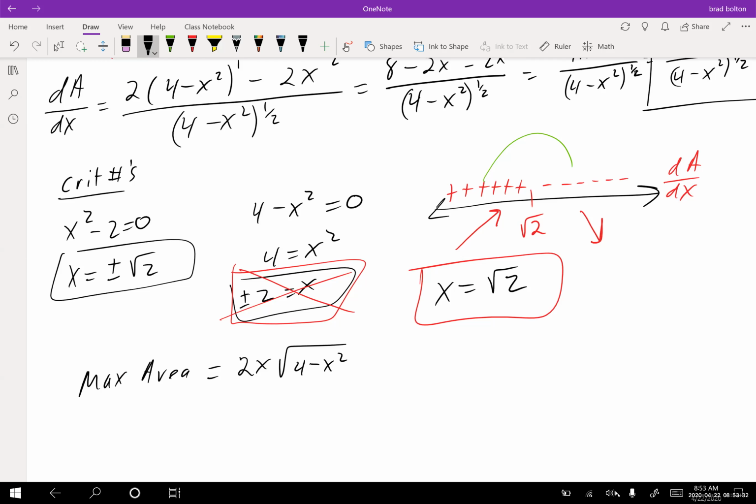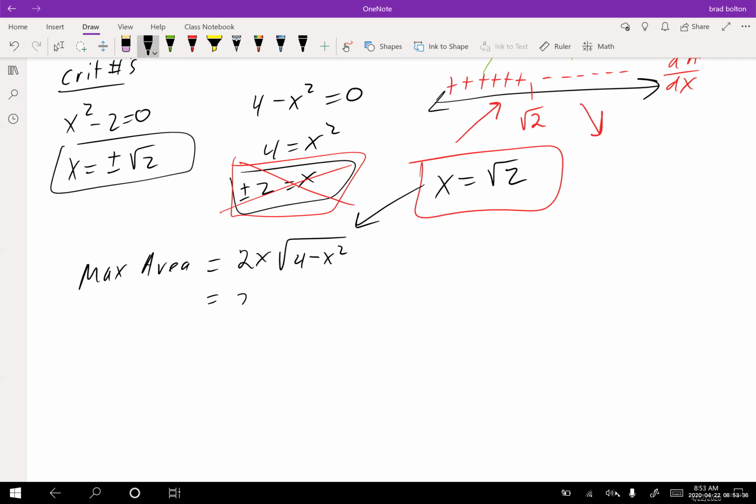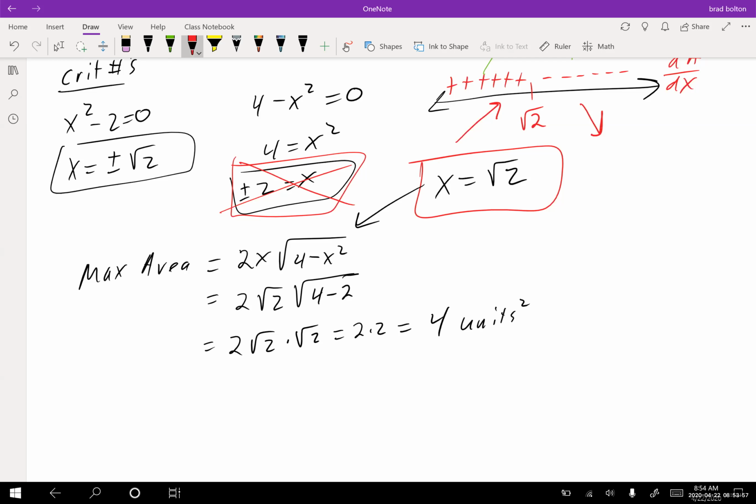And I'm going to plug in square root of 2. So this would be 2 square root of 2 times the square root of 4 minus 2, right? Because the square root of 2 squared is just 2. So this becomes 2 square root of 2 times the square root of 2, which is actually just 2 times 2, which is actually just 4. So 4 units squared is our maximum area.